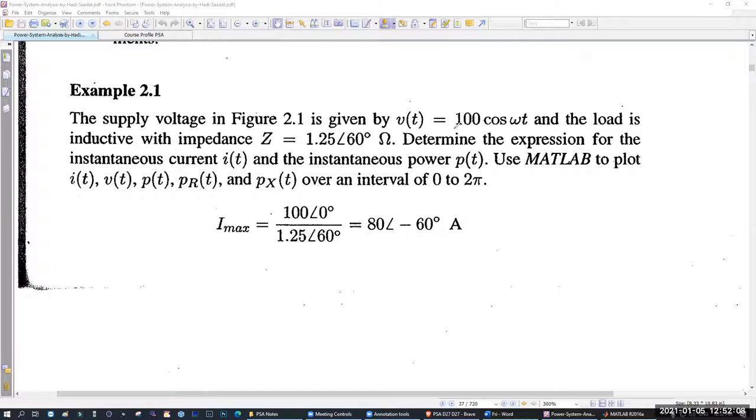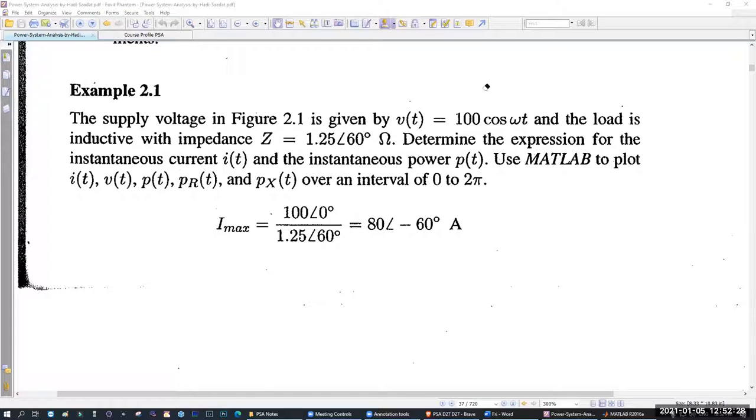So here you have 100 and the angle is zero, right? Can you see that? Do you have any angle here with omega t? No, it is 100, and the angle is zero. And you have Z, that is 1.25, and the angle is 60.